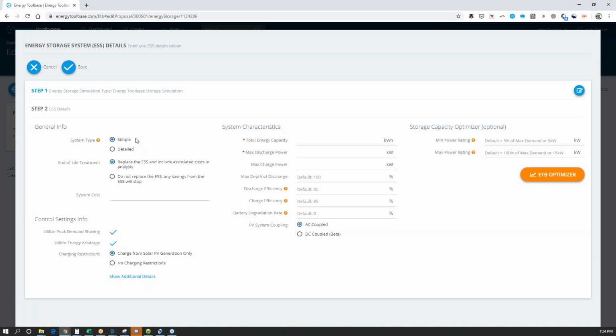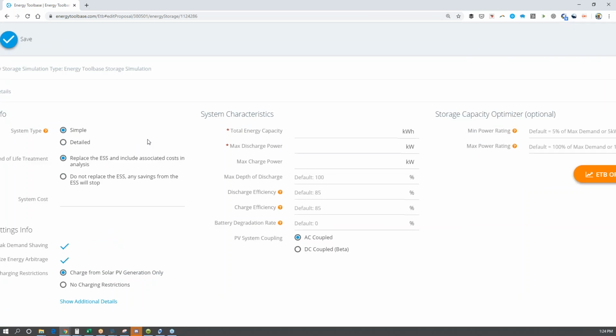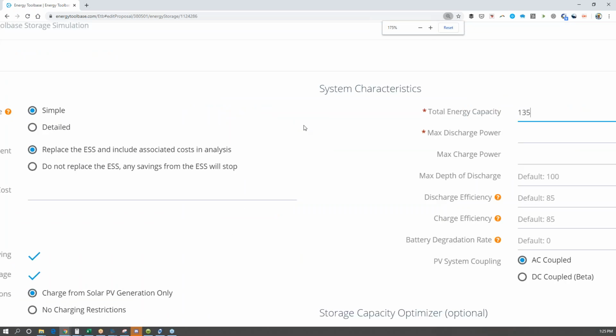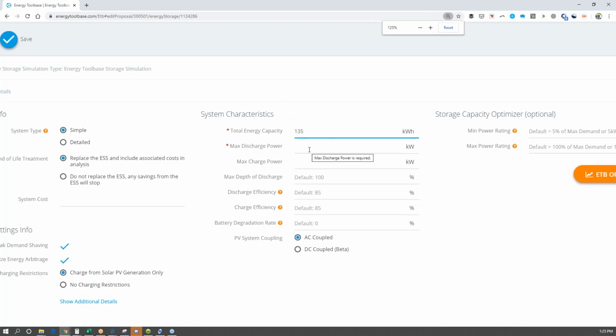So now we're inputting our storage details, and we have a couple of things to think about. One is what's the total energy capacity of the battery system. Why don't we just start by using a $10,000 Tesla Powerwall 2 as an example, and let's do 10 of them, to keep the math easy. Those are 13.5 kilowatt hour batteries, and so 10 of them is 135 kilowatt hours.